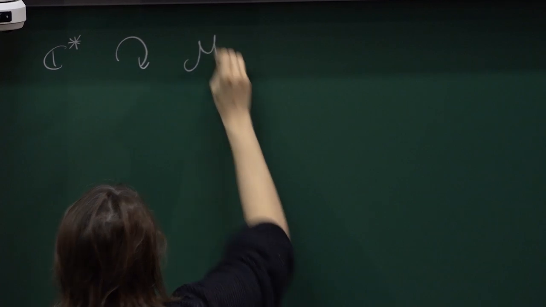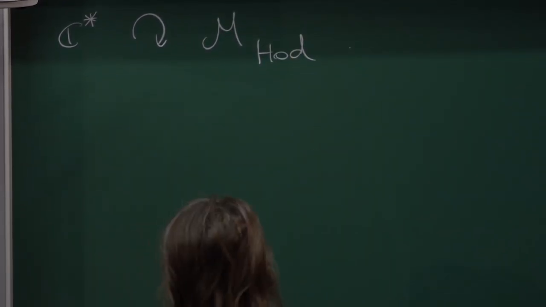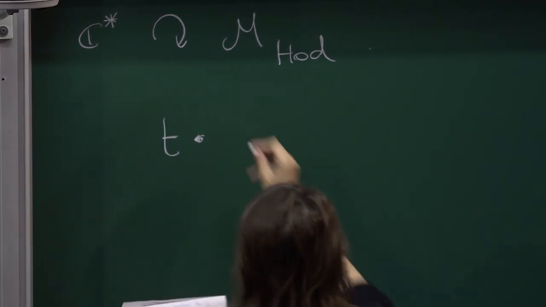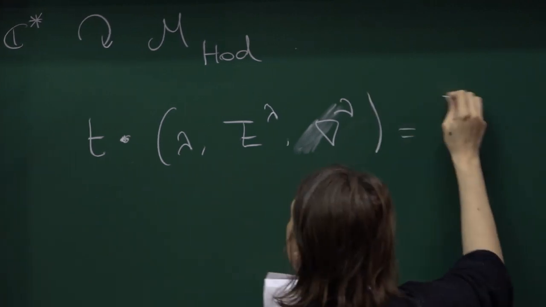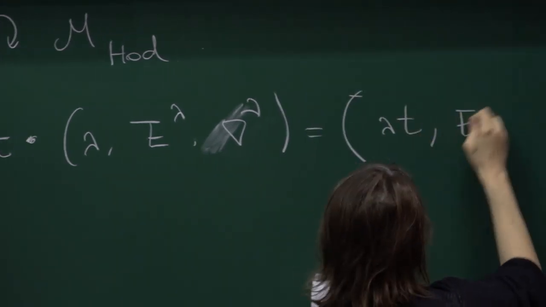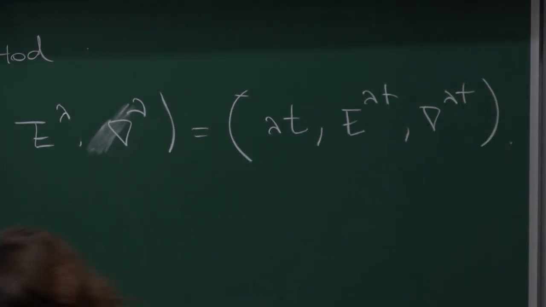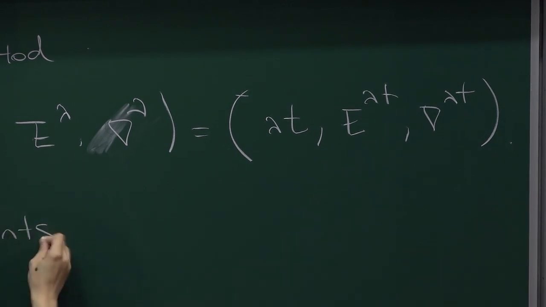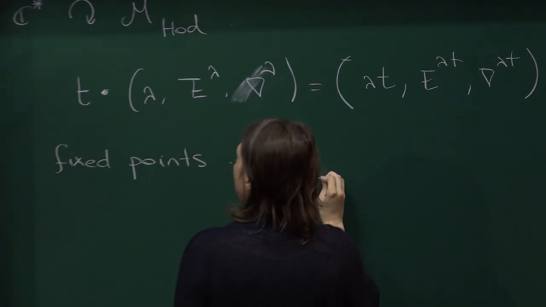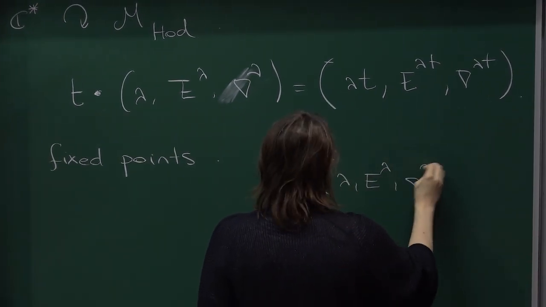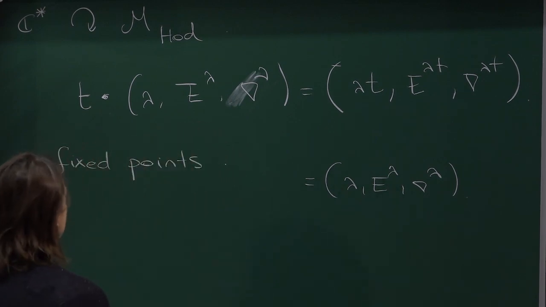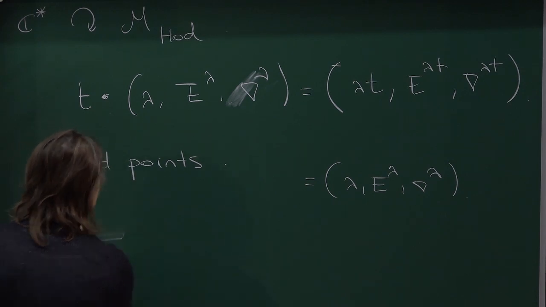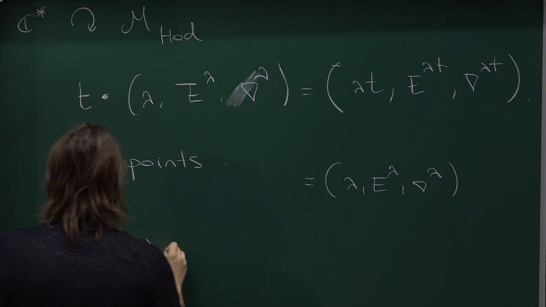So we have a C-star action on the Hodge moduli space. And the way it acts, I'm going to take t a non-zero parameter and look at the connection, and I'm going to send it into this. And the fixed points of this action will be the ones that are left invariant under this C-star action. So you can see that this happens if lambda is zero. These fixed points happen if and only if lambda t is t lambda. So this means lambda is zero.